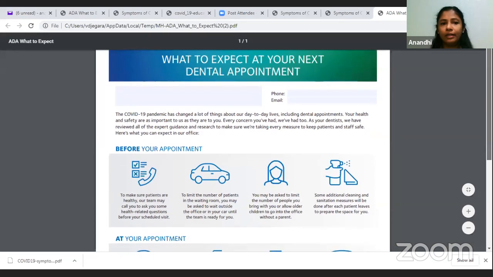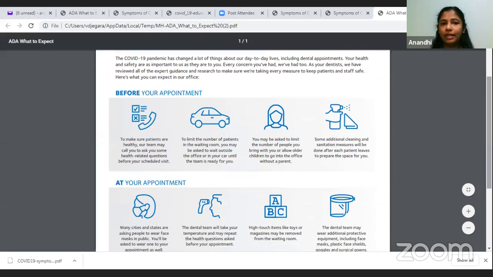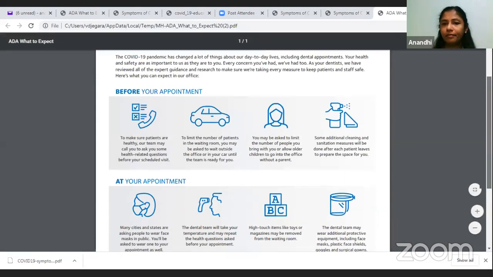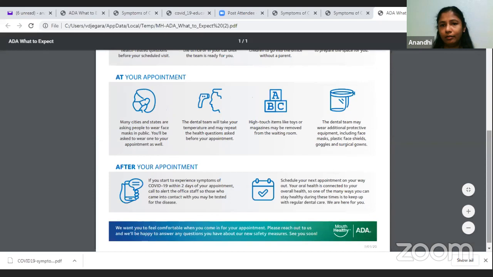So before the appointment, we make sure our patients are healthy. We call them and we do the checklist that I told you. And then they wait in the car. When the room is ready, we call them to come inside. Only the patient is supposed to come inside, not anybody else, no accompaniment with the patient. Everything is cleaned even before they come. At the appointment, definitely they have to wear a mask. Then we measure their temperature, and there is nothing in the waiting room. And we have extra protection gear for ourselves, so they know.